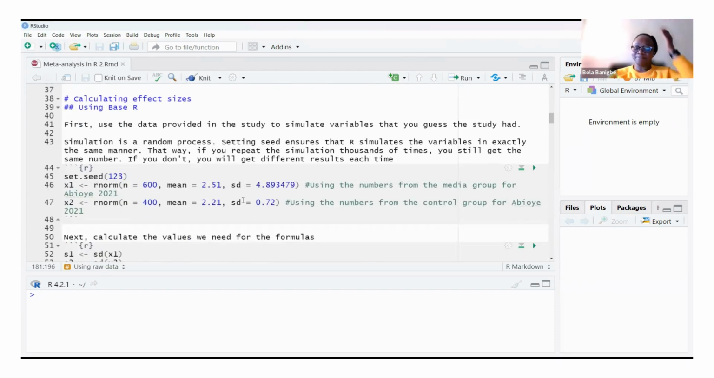So basically, this first section of the code shows you how you will calculate the effect sizes by hand. And this is based on an assumption that you don't have the data extraction sheet, so you don't have data extracted already. You just have the primary studies and you've identified the effect sizes that they're reporting, but you don't have data extracted in a sheet in your Excel.